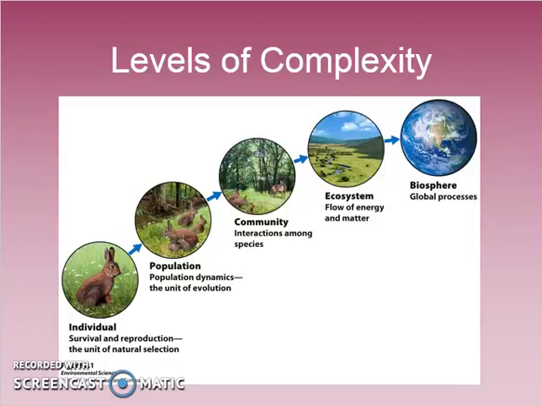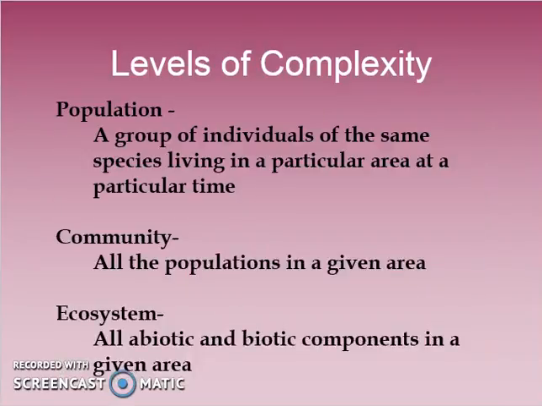When you add in the abiotic, or the habitat, then you get the ecosystem. And then, of course, the biosphere. It's the layer on the planet of all living things. Make sure you're comfortable with the definitions here. Again, a population is the individuals of the same species living in a particular area at the same time. All the populations in a given area are the community. Ecosystem is all the biotic and abiotic components.